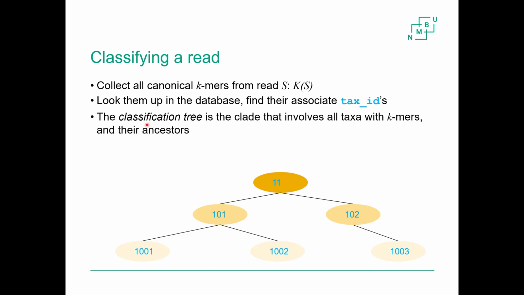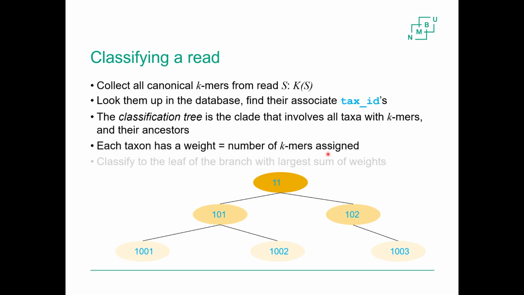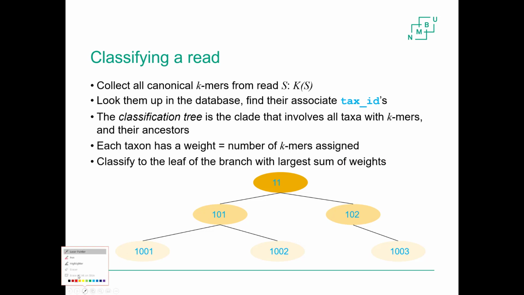Then a classification tree, what the Kraken people call a classification tree, is the clade that involves all the taxa with k-mers and their ancestors. We will see that in a moment. Each taxon in that classification tree has a weight, which is exactly the number of k-mers that is assigned to it from the read, right? And then we classify to the leaf of the branch with the largest sum of weights. This is actually the whole procedure. So let's look at some examples again.